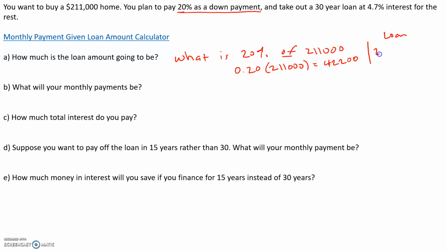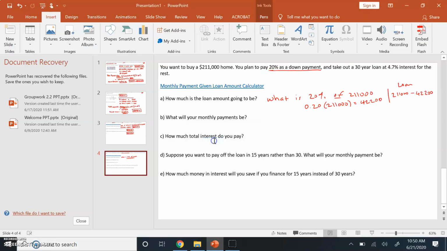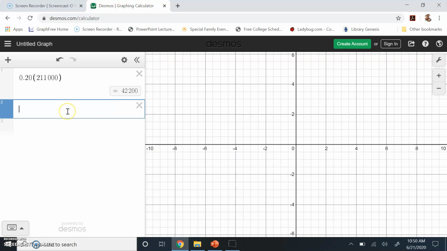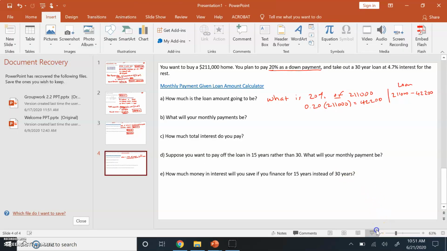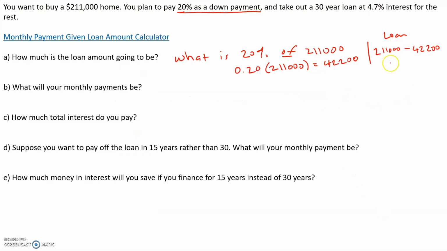So your loan amount is going to be 211,000, that's the price of the house, minus the amount of cash you're coming in with, which is $42,200. Okay, so let's figure out what that is. So we have 211,000, that's the price of the house, minus 42,200, that is the cash you're coming in with. So your loan amount is going to be 168,800.